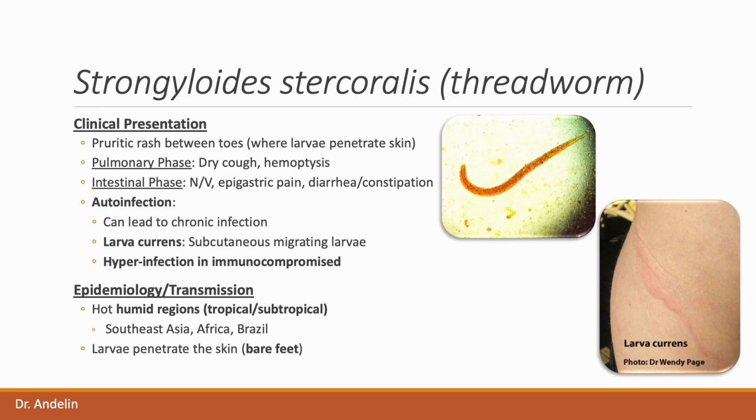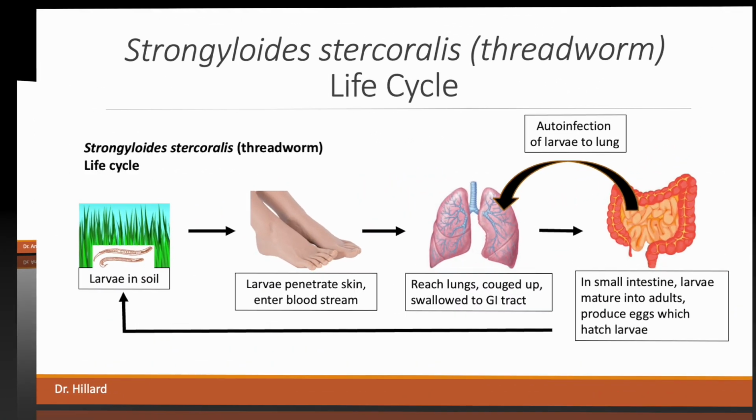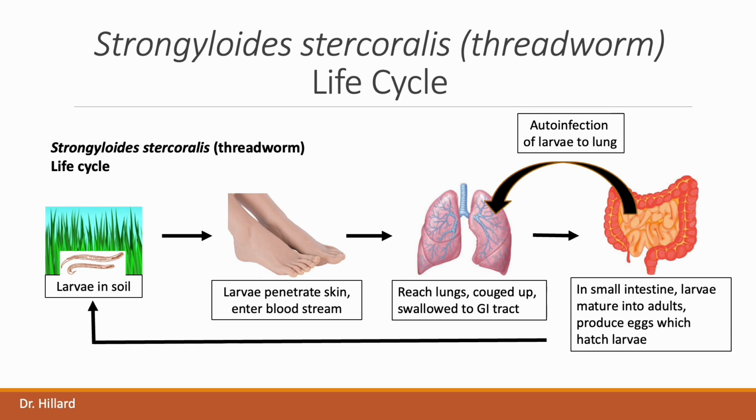Again, like the hookworms, transmission is through the larva penetrating the skin, typically on bare feet. Strongyloides stercoralis, also known as threadworm, has exactly the same life cycle as hookworm, except the nematode does not pass eggs into the stool. Rather, immature larvae are passed into the feces and ultimately form a focus for infection for the parasite in the soil.